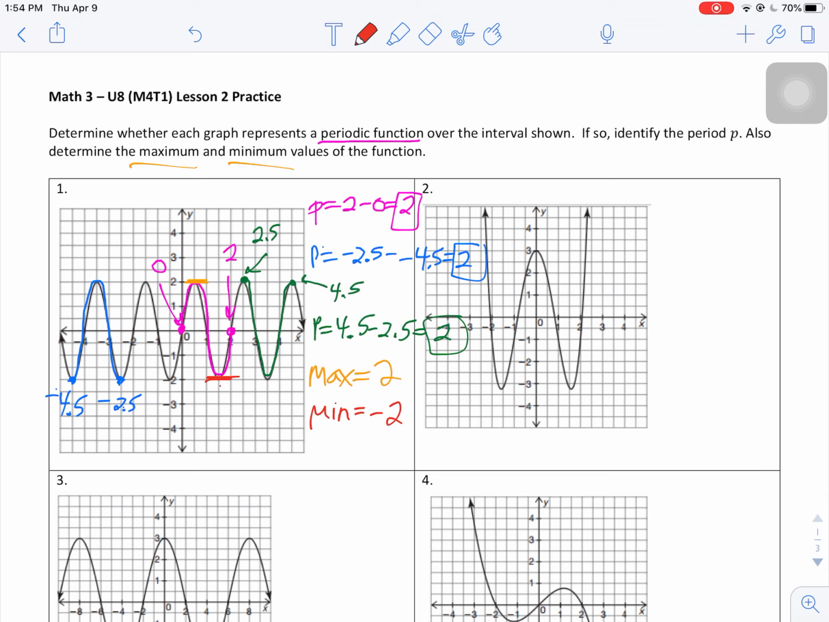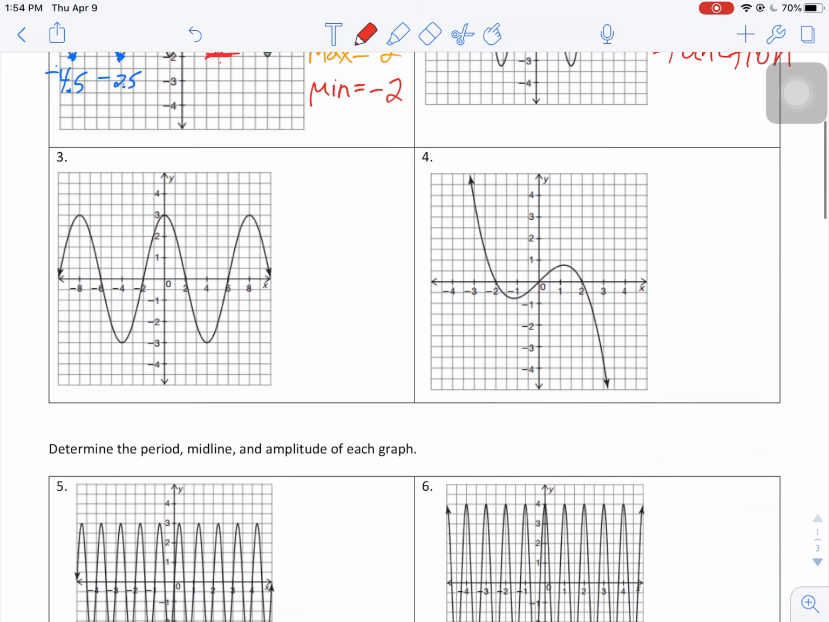On number 2, this graph has arrows showing that it goes up this way forever and then up this way forever. So this graph does not keep doing the same thing over and over and over again. So it's not a periodic function. Since it's not a periodic function, we're not going to talk about the period, the max, or the min. We're just going to stop and say not a periodic function.